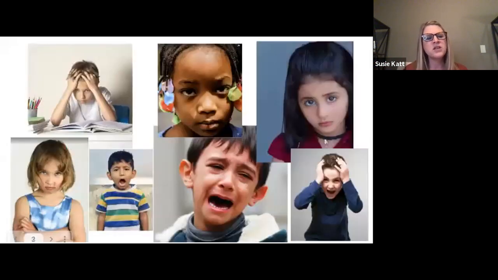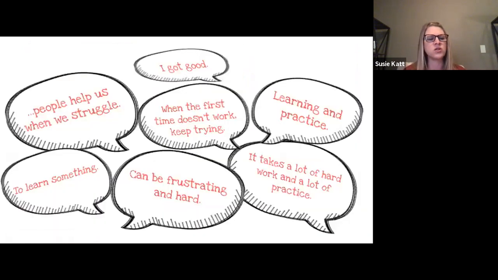So just a couple things I'd like to start out with. When we think of the word struggle, we often associate these kinds of feelings, and these kinds of pictures come to our minds as adults, right? When we think about the emotions in these pictures, we think about frustration, loss of hope, anger, discouragement, maybe even annoyance. We really have this negative connotation on the idea of struggle.